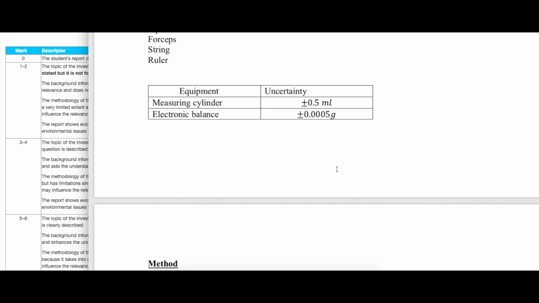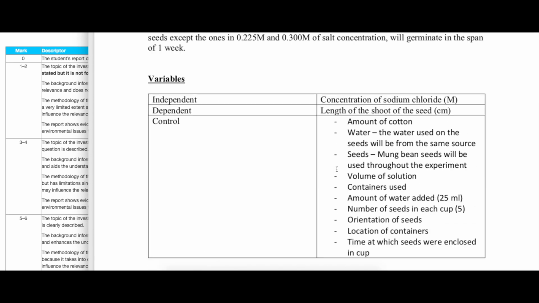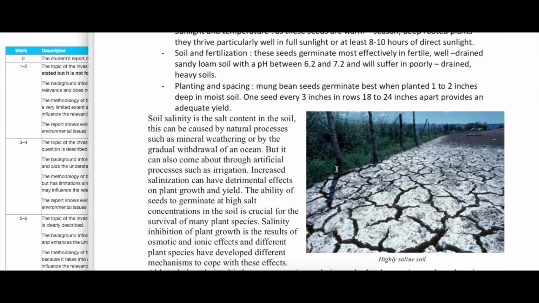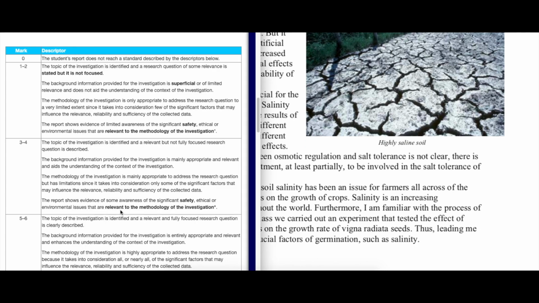There's no mention whatsoever in the write-up here about health, safety, and environmental considerations for this experiment. And that is also referred to here, safety and ethical and environmental issues. No mention of that. So where the student was going to score 3, now I'm thinking that the student should score 2. But pushing this into the 2 mark band could be a little bit harsh.